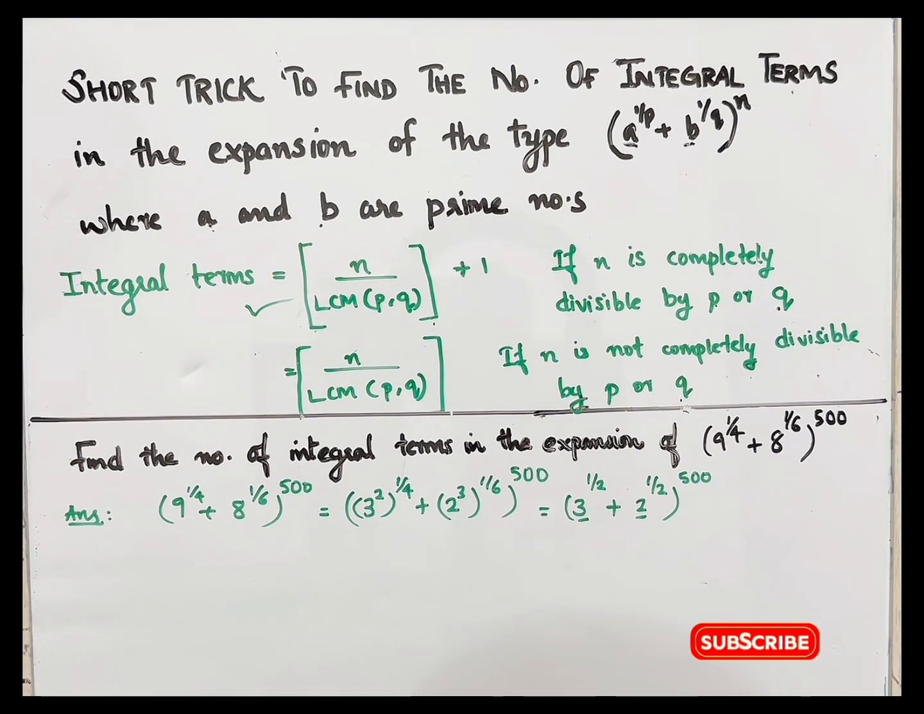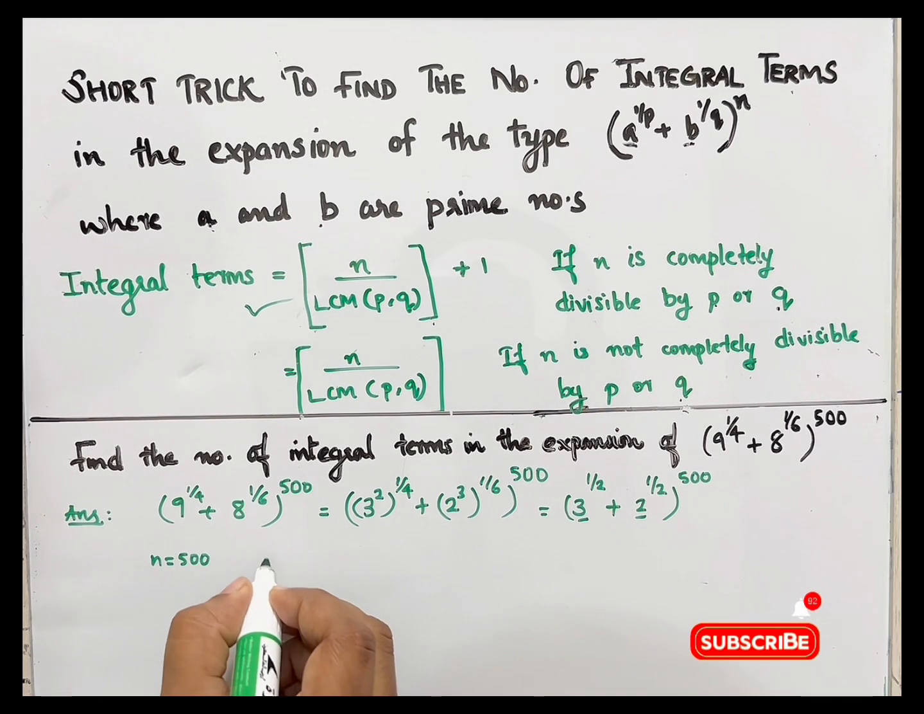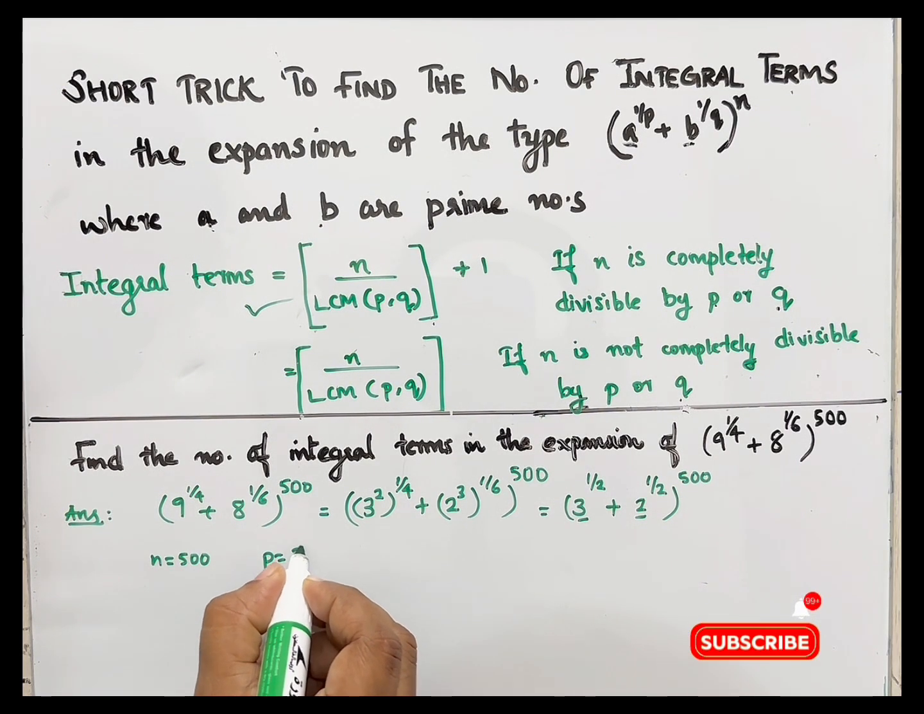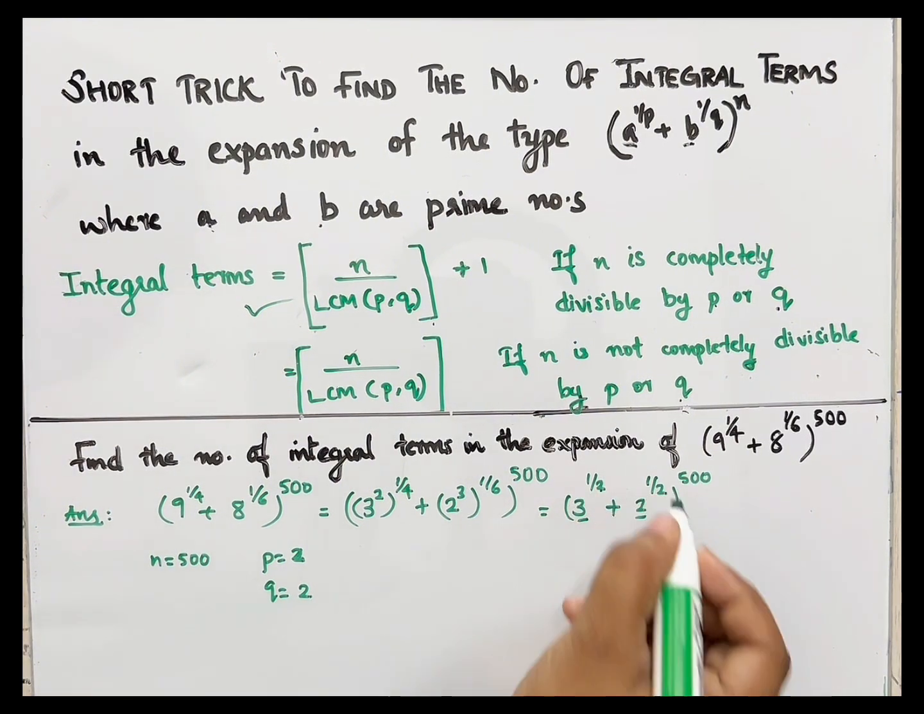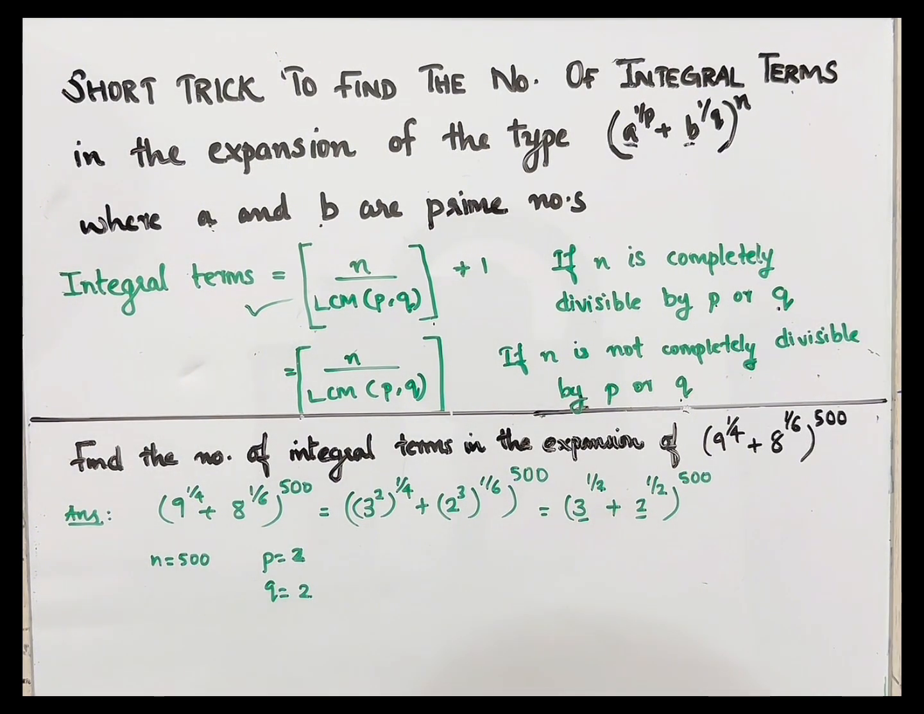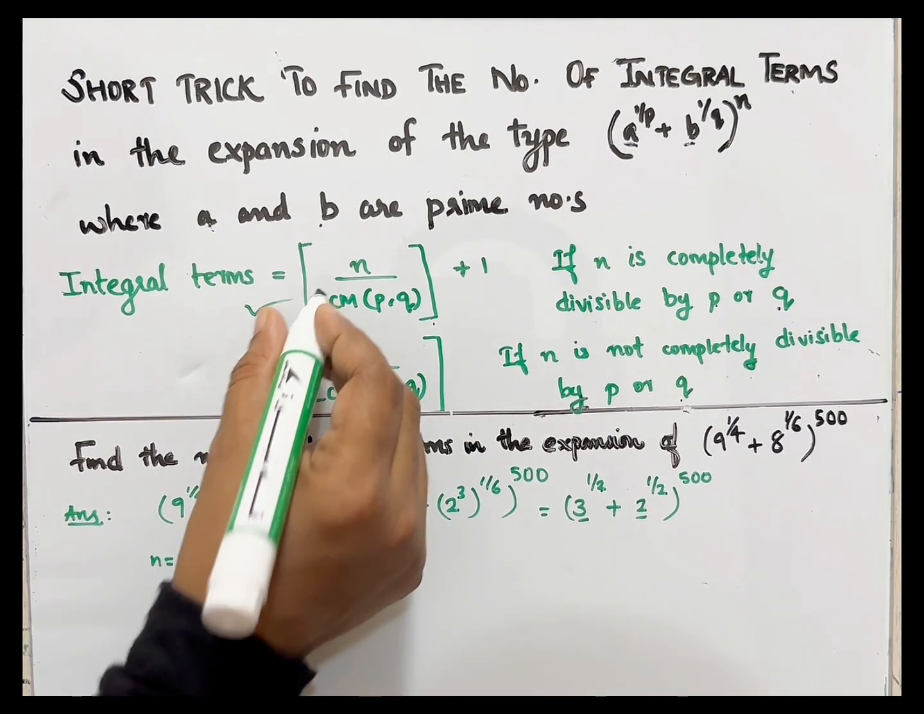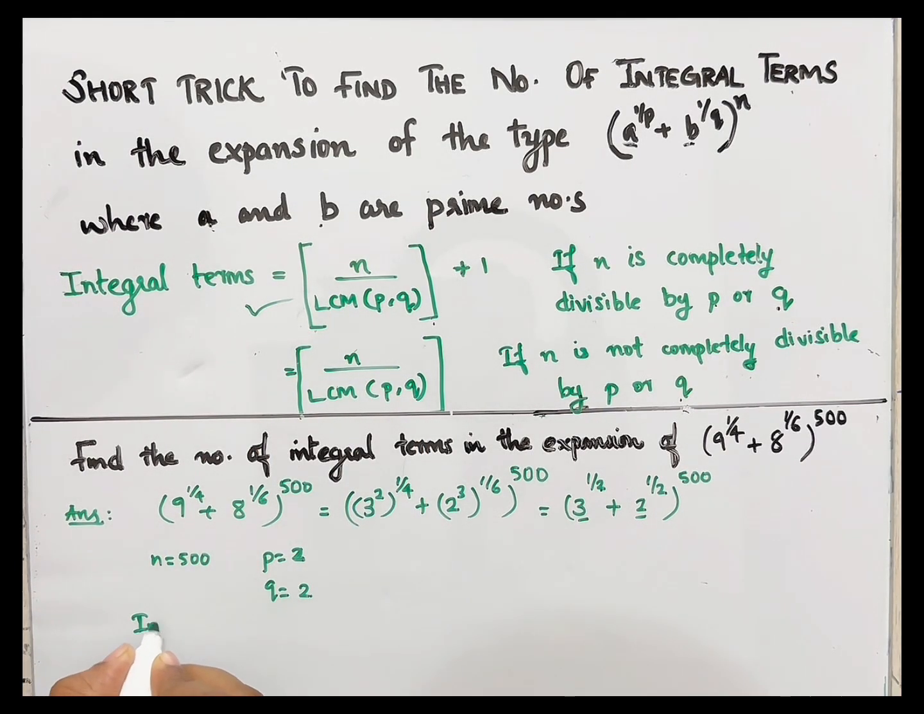Number of integral terms is equal to n by LCM of p and q, plus 1. Here n is equal to 500 and the value of p is equal to 2 and q is equal to 2. Just look at the powers here, both are 2. Therefore p and q are 2 itself. This number 500 is completely divisible by 2, therefore we can apply the first formula itself.